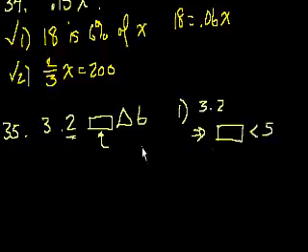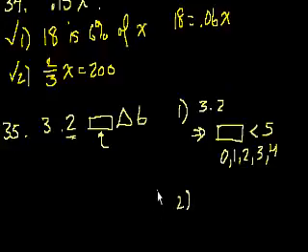And we know it's greater than or equal to 0 because it's a digit. So it's 0, 1, 2, 3, or 4. That's rectangle. But that by itself does not allow us to figure out what rectangle is. Now, statement number 2. Statement number 2 tells us when the decimal is rounded to the nearest hundredth, 3.24 is the result.